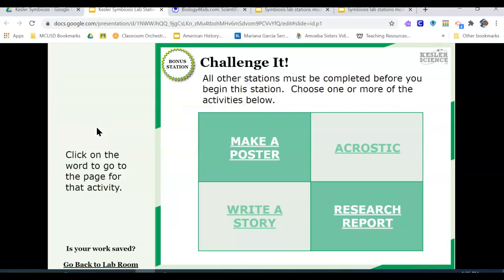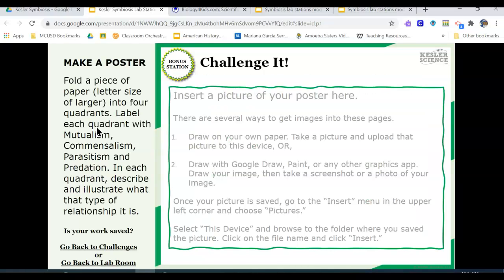Finally, for Challenge It, you can make a poster, do an acrostic, write a story, or do a research report. Let's take a look at those. So you can do this actually on a Google Doc, or you could make another Google slide, or if you want to do it on paper, you can. And if you do, please attach it to your assignment.